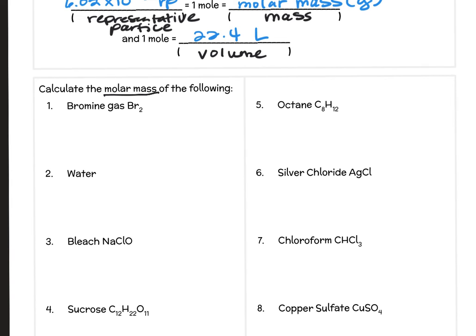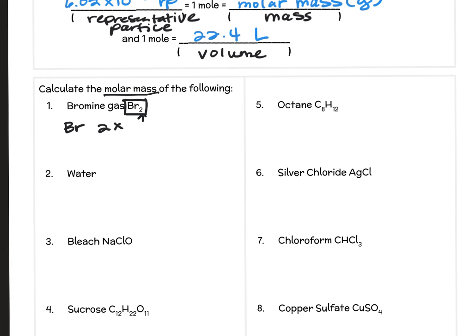Okay, so what we would do here, now we can see that we have bromine gas and we need to find the molar mass of bromine gas. What we're going to do is write Br, and remember we just like the symbols, and then hopefully you guys can see that little subscript there, the 2, so we know that there's 2 bromines.